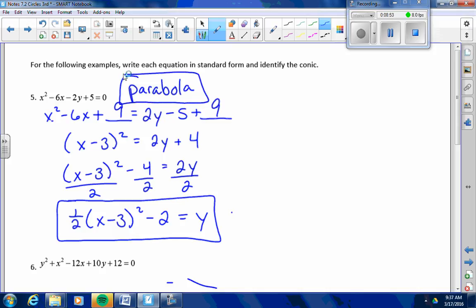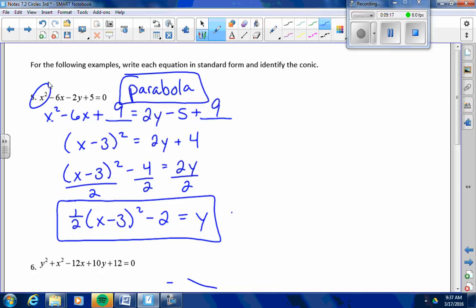Looking at the equation, I only had one variable that was squared. I did not have a y squared. So a parabola is the only one of our conic sections where only one of the variables is squared. On the other two, both circles and ellipses, you have an x squared and you have a y squared.